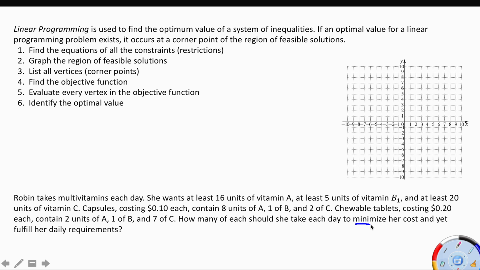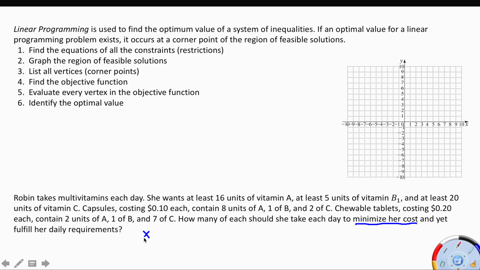There's what I'm trying to optimize, right? Whatever I'm trying to either minimize or maximize, either one. Yeah, I want to minimize her cost. So for right now, I'm not concerned with the cost. First, I want to find my region of feasible solutions, and then I'll test those to minimize her cost.